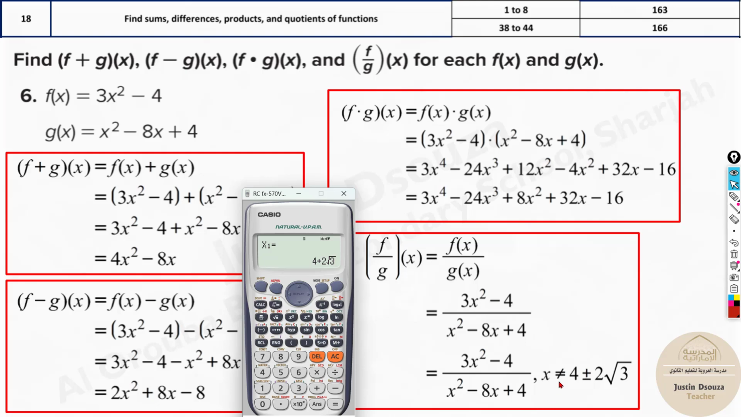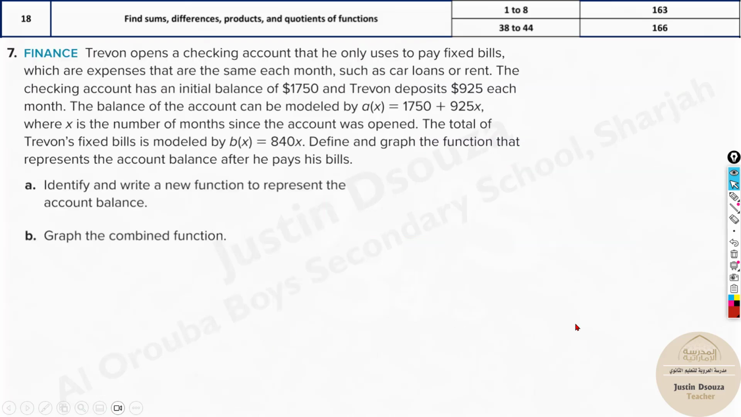The answer is 4 plus 2 root 3. Don't write it in decimal. It will generally be in a fraction form like this. And then, okay, over here it is 4 minus 2 root 3. These are the two values to be avoided. They have written plus or minus because both are included over there.